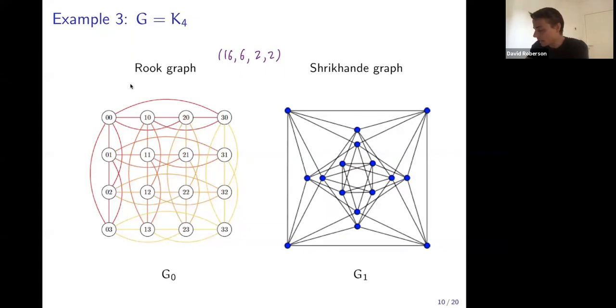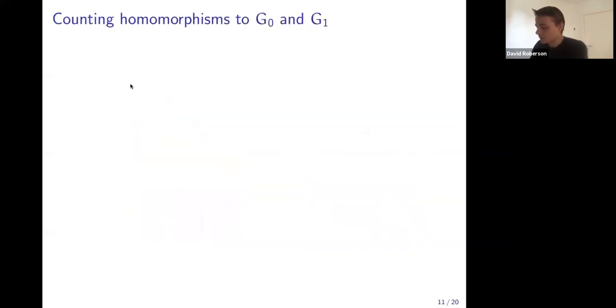Okay. So those are just some examples. Some interesting things happening there. So now I want to think about counting homomorphisms to these two graphs, G0 and G1.